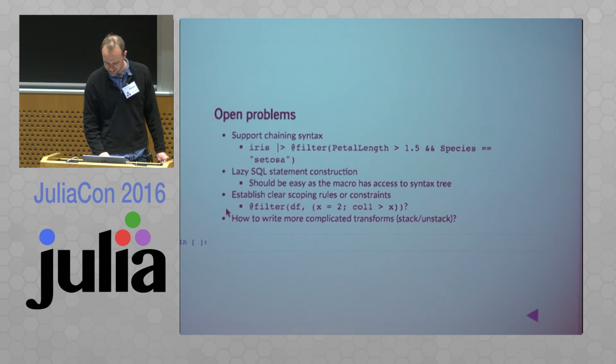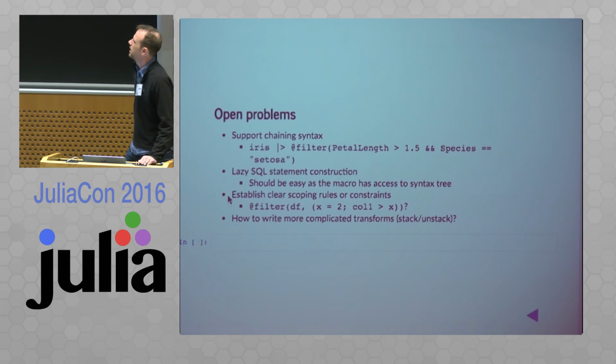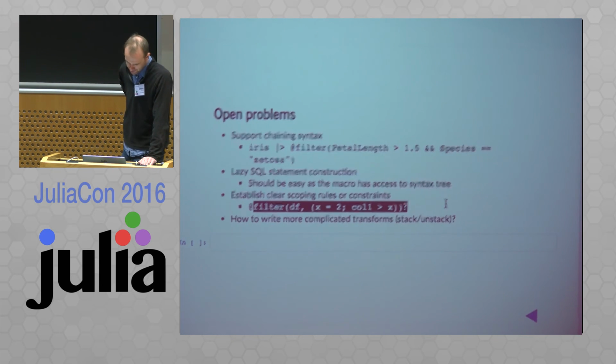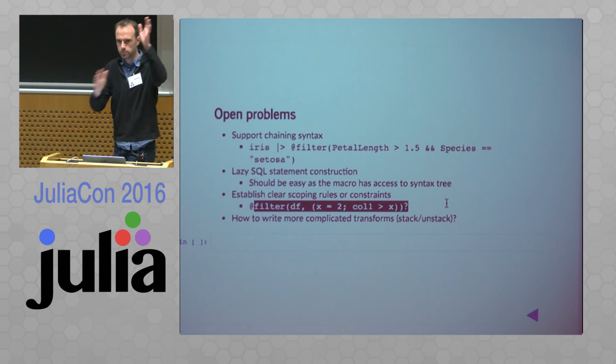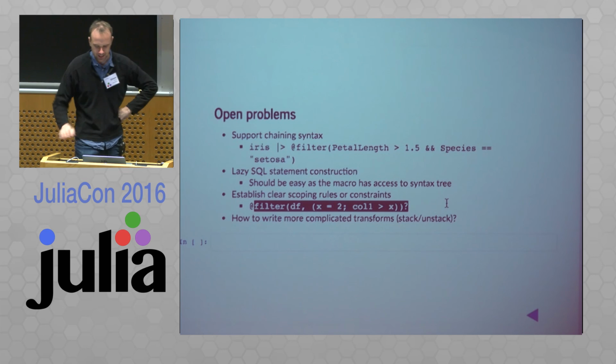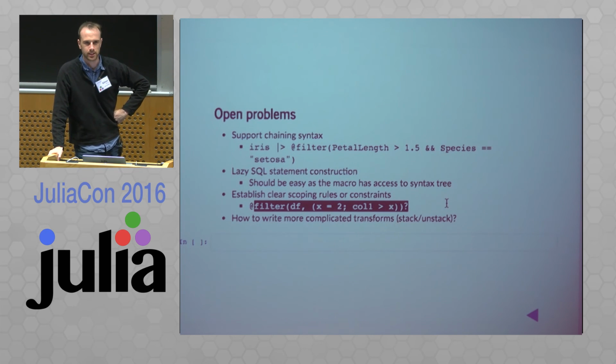And finally, I have to think this through a bit more, but we need to establish clear scoping rules. So for example, what does this do? I'm not quite sure yet, and so maybe we shouldn't allow that. And then there's a final thing: there are a lot of complicated transforms that we need to think about. The common one is stack and unstack, if you want to go from the tall format to the wide format, and that sort of thing. So these are some open problems, and if anyone has great ideas, I'd be keen to hear them. Thank you.